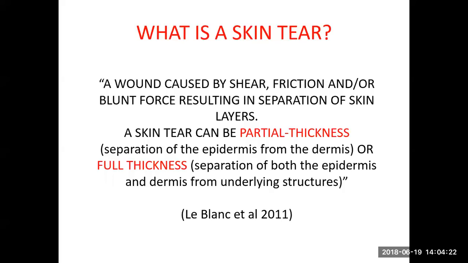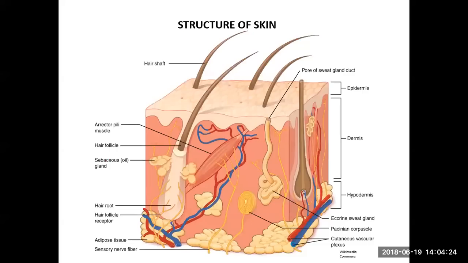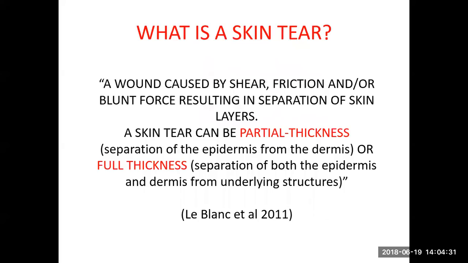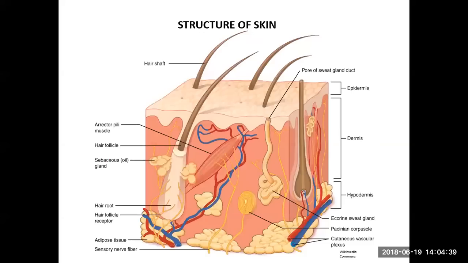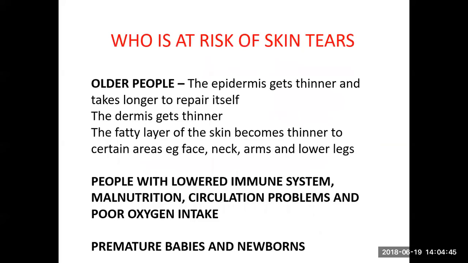So if we just look at the structure of the skin again, if you look at that little tiny bit, the epidermis and the dermis, those two bits would come apart, and that's a partial thickness tear. Or a full thickness, which is separation of both the epidermis and dermis from the underlying structures. So if we look at that again, you can see how much would come off there in a full thickness tear.